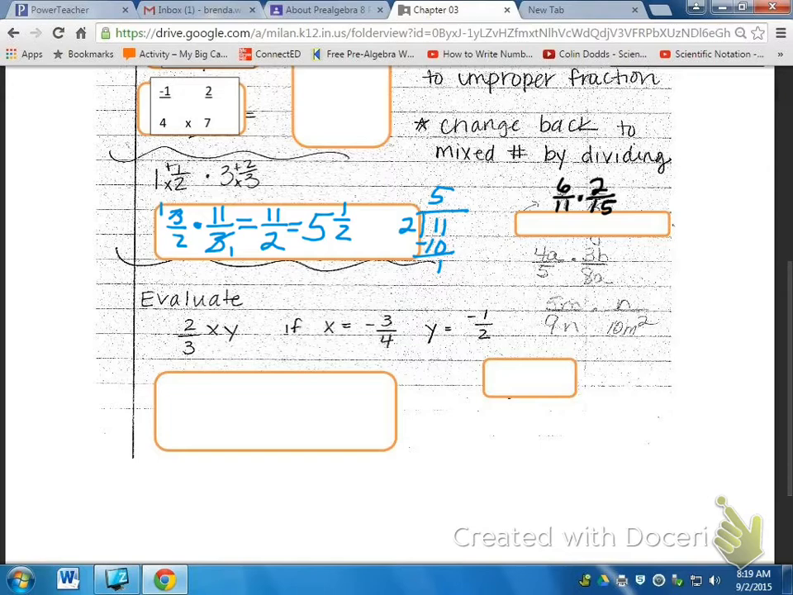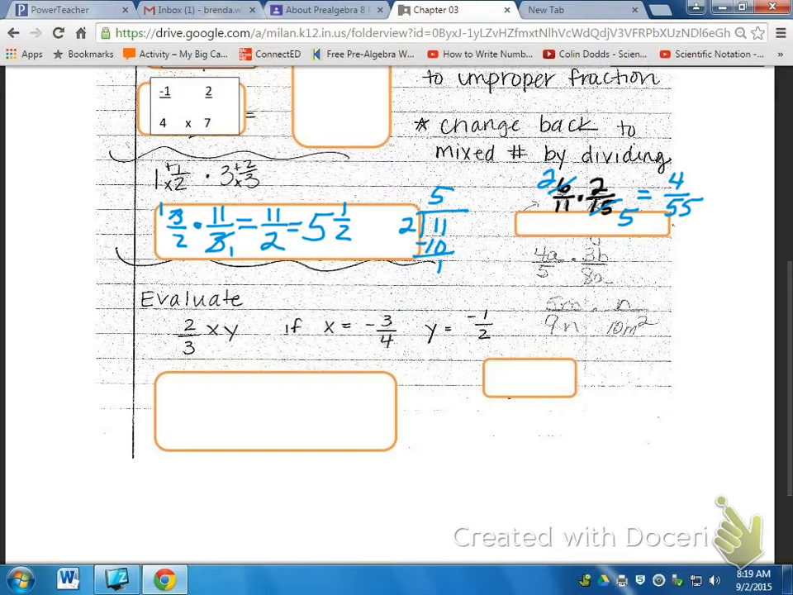Does anybody see any common factor that you could take out of that, Braxton? 6 and 15. Yeah, what can you divide out of those two? 3. Yeah, so you would cancel the 6 and the 15, and what would they become, Braxton? 6 would become 2 and the 15 would become 5. Correct. And nothing else cancels, so multiply straight across, and what would you get? 4. Yeah, 4 55ths, 4 over 55.